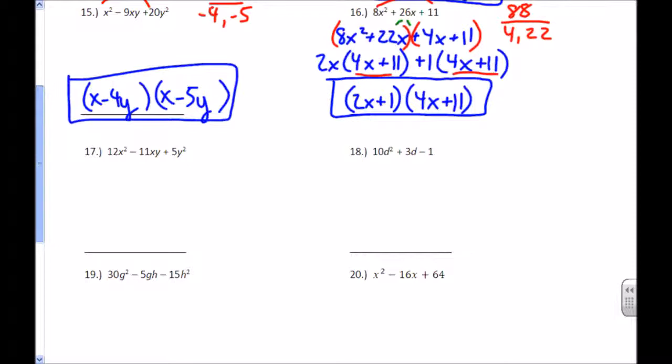If I look at the next one, again, I build a bridge. When you build a bridge, you're only using the coefficient, so it's 12 times 5, which is a 60. And now I need two numbers that multiply together to give me a positive 60, but add together to give me a negative 11. And as I sit and think about this, I start running through my factors, 6 and 10, and 4 and 15, things like that. And I can't come up with two numbers that multiply to a positive 60, but add to a negative 11. So that means this one can't be factored. This one is prime. Okay?